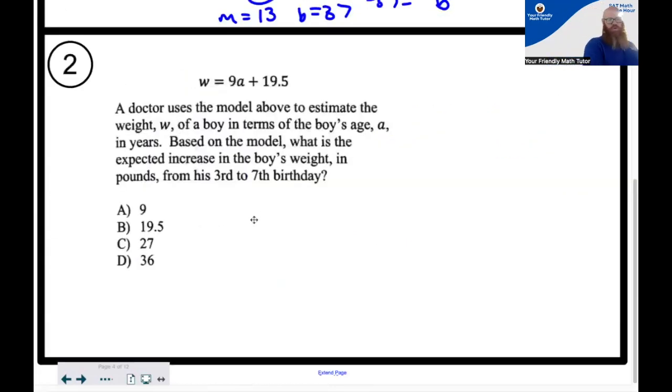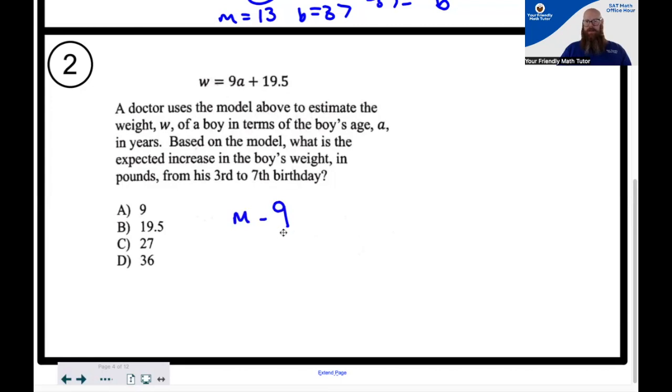All right, number two, we have a model with the boy's age is A and the weight is W. All right, we don't need to read the whole thing. What's the increase in the boy's weight from his third to his seventh birthday? Well, we could just plug in three and we could plug in seven and then just subtract them. But what's going to end up happening is the slope is nine. All right. That means m is nine.